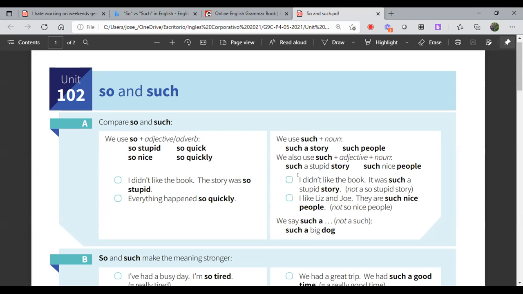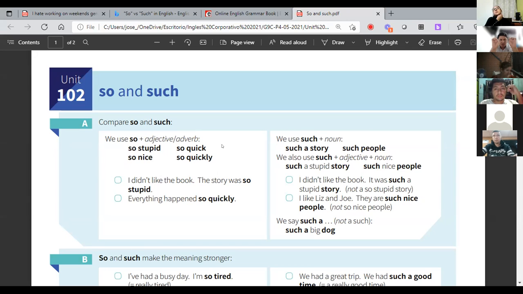Y luego usted lo lee y dice, I didn't like the book. No me gustó el libro para nada. It was such a stupid story, or it was such a boring story. It was una historia tan aburrida. En ese sentido, el such tiene el mismo significado que el so. La única diferencia, cuando usted ocupa el such, se refiere a algo en específico. ¿Ok? No da un atributo.